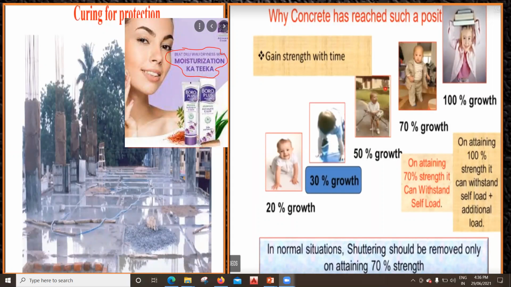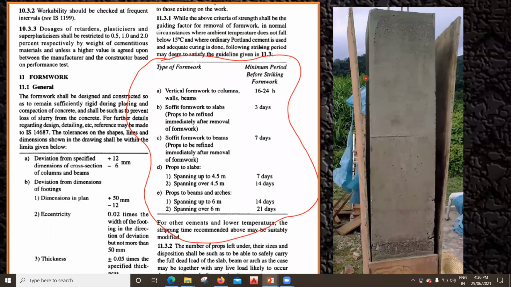Now, what is the importance of all these things? If you refer to the Indian Standard IS 456 2000 code book, it is given here the type of formwork and the minimum period before striking the formwork. Here they have given the days after which you can remove the shuttering. So if you're putting a column, on the next day you can do the de-shuttering of that, and then you can start with the curing activity.